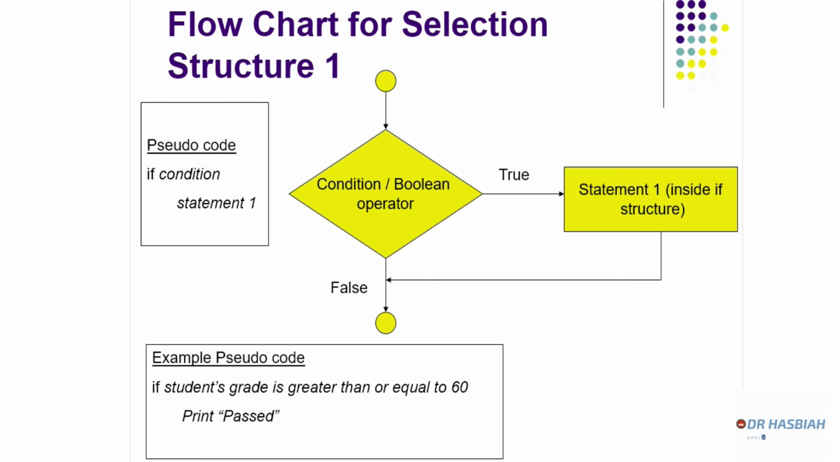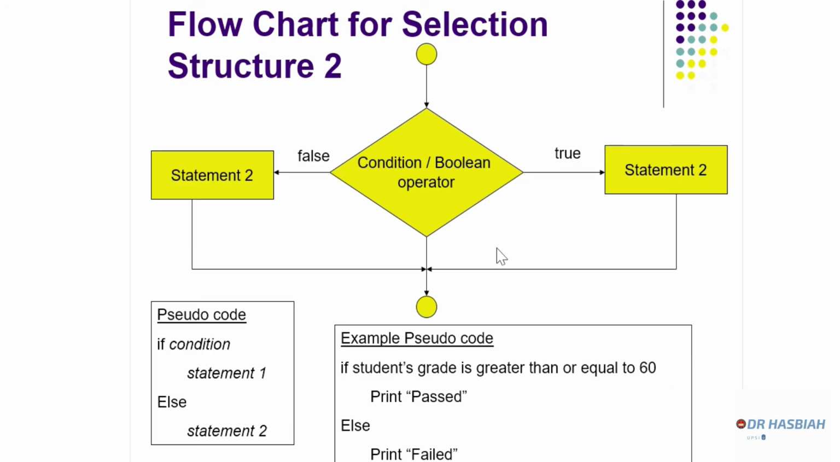Now we have the second one, this type of selection. Is the condition true? If true, we perform statement 1. If it's not true, we perform statement 2, false here. Then we exit from this structure. For the pseudocode, if condition, we check the condition, is it true? Yes, true, we perform statement 1. Else, we perform statement 2.